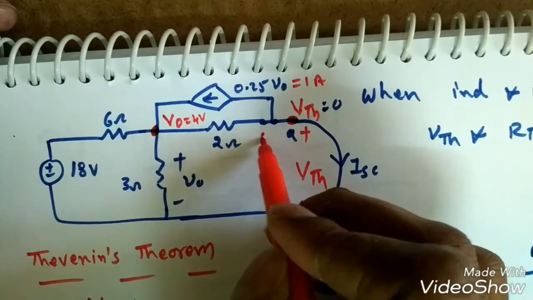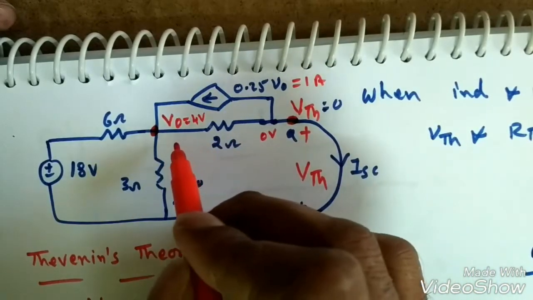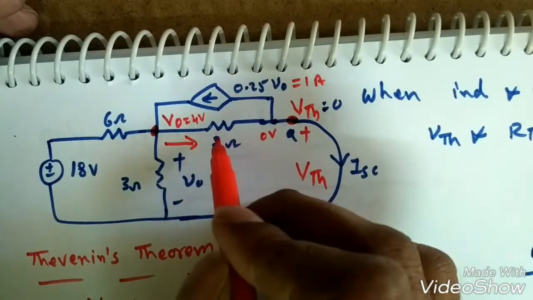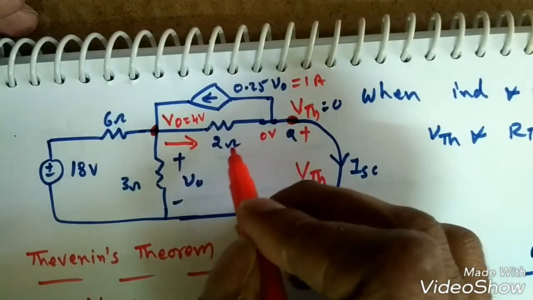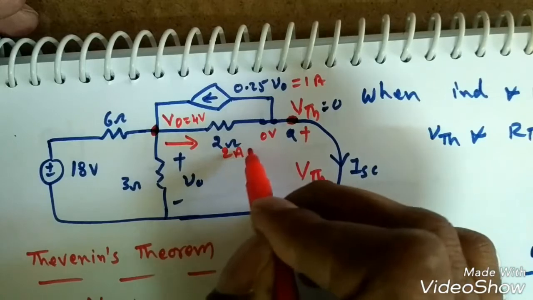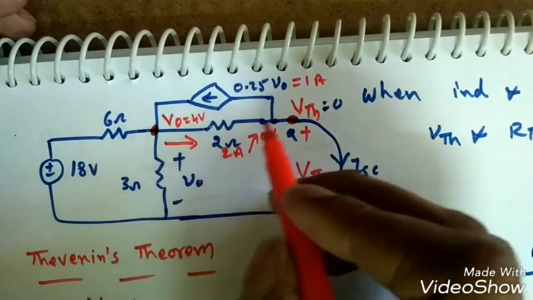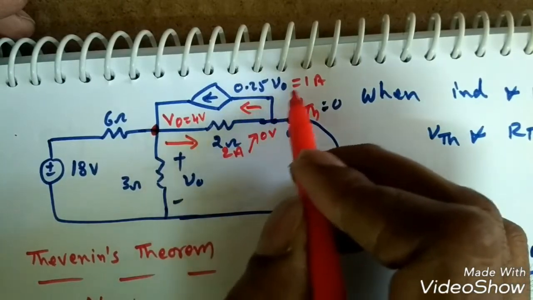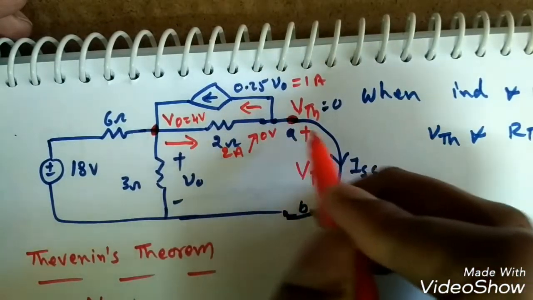Similarly, I know V0, so this is the 0 volt. What is this current? This current is incoming, right? So (V0 minus 0) by 2, that is 4 by 2, that is 2 ampere is incoming. So 1 ampere is outgoing and 2 ampere is incoming. So what is this current?